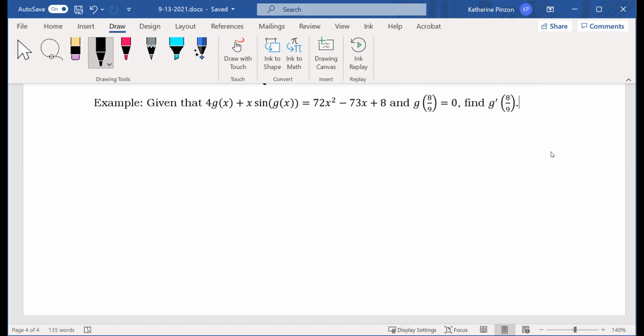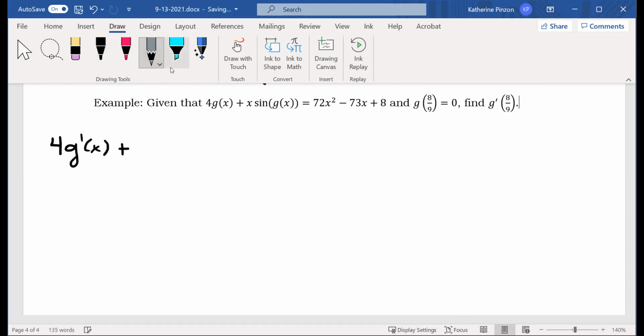Yeah, because you have x times sine of g of x. Anytime you have two variables multiplied together, you need the product rule, right? When they're just stuck one inside each other, you just get to use the chain rule. Okay, derivative of 4g of x is 4 g prime of x. Good.